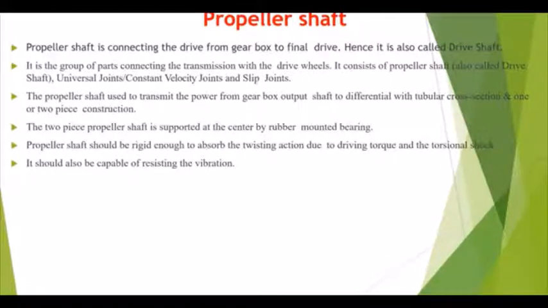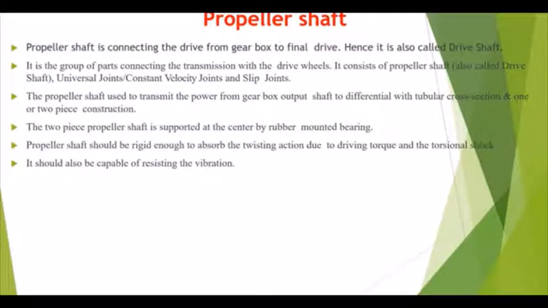And next, the very important thing is the propeller shaft. So what is a propeller shaft and what are its uses? This propeller shaft is connected from your gearbox to your final drive, which is also called a drive shaft. The propeller shaft also consists of the drive shaft, universal joints, and slip joints. The major application of this is to transfer the power from your gearbox to the output shaft, that is, the differential. It is supported by a rubber mounting bearing.